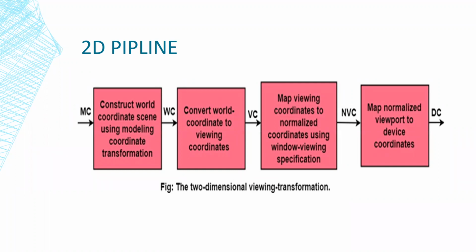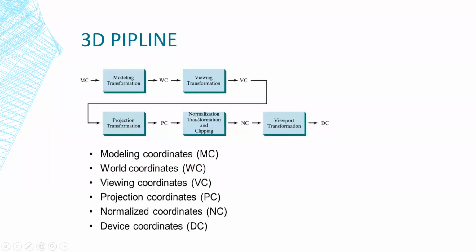This allows us to reduce computation by first concatenating the various transformation matrices. Clipping procedures are of fundamental importance in computer graphics. They are used not only in the viewing transformation but also in window manager systems, in painting and drawing packages to erase picture sections, and in many other applications. So now let us see the 3D pipeline.